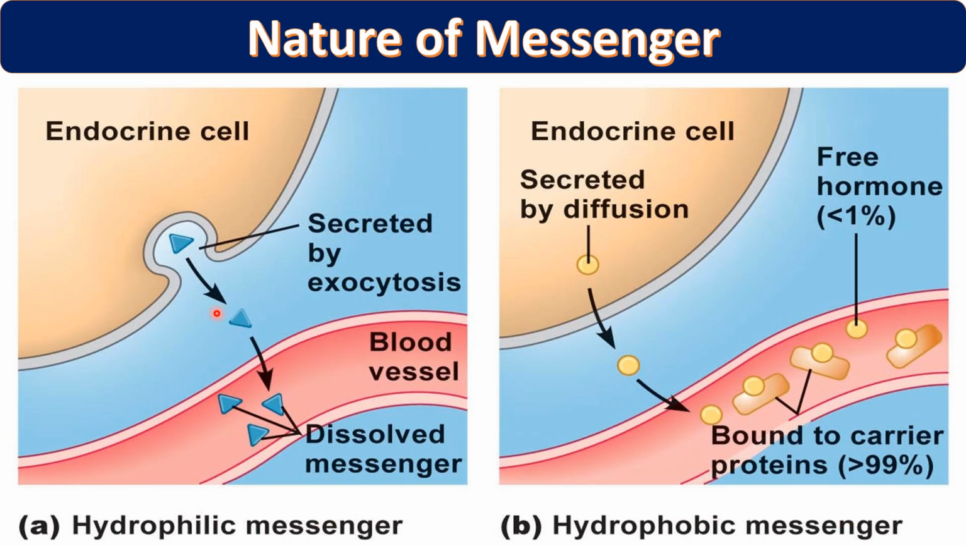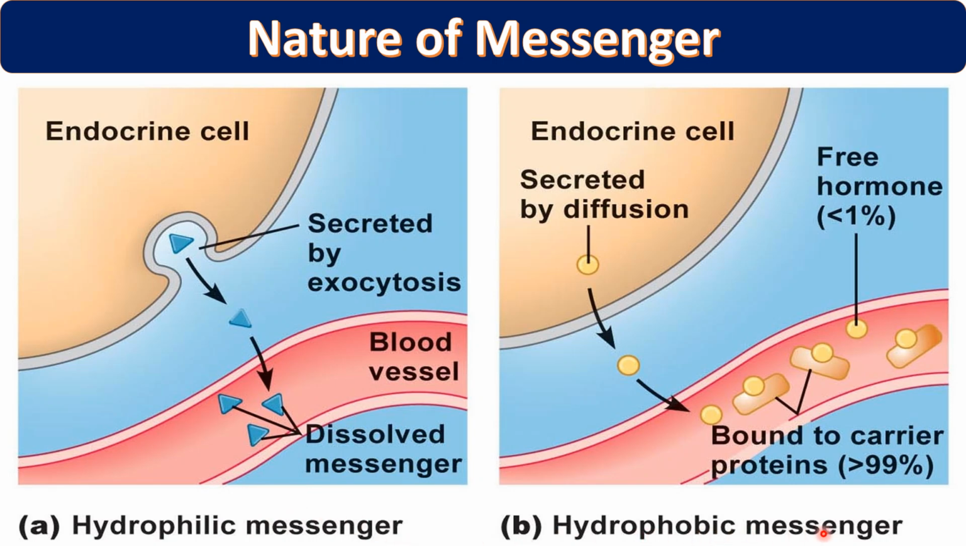Hydrophilic signaling molecules are normally water-loving signaling molecules. Because they are water soluble, they are secreted by exocytosis directly into the blood circulation and travel to distantly located cells and work there. These hydrophilic messengers normally do not cross the plasma membrane, because the plasma membrane is hydrophobic in nature. So their receptors are present on the plasma membrane. They bind on the plasma membrane receptors and then work.